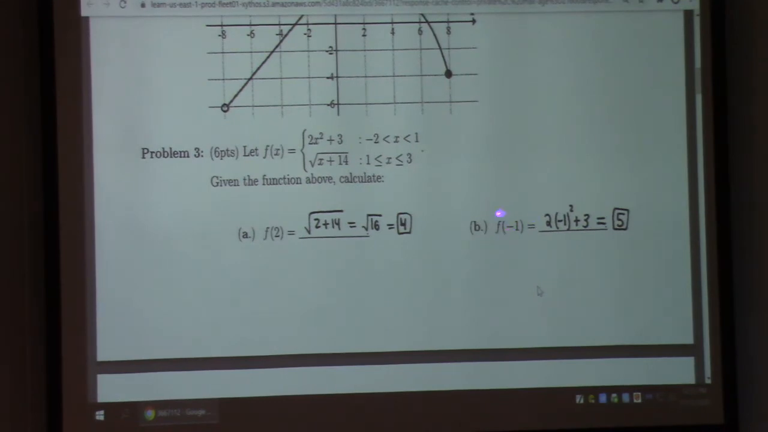Minus 1. Which recipe do I use for minus 1? Well, minus 1 fits between minus 2 and 1. So I use formula number 1, this one, 2x squared plus 3. I do 2 times minus 1 squared plus 3, which is 5. All right, so when we have a case-wise defined function, we have to think about the cases, right? Decide which case you're in, use that formula. You can't just use both. That's not correct.